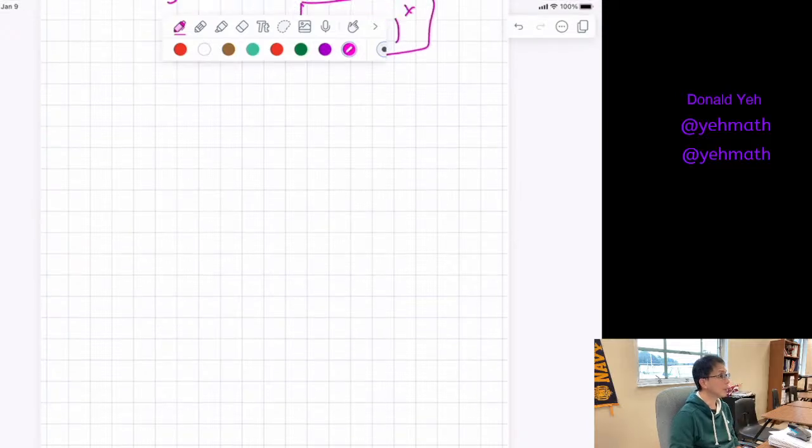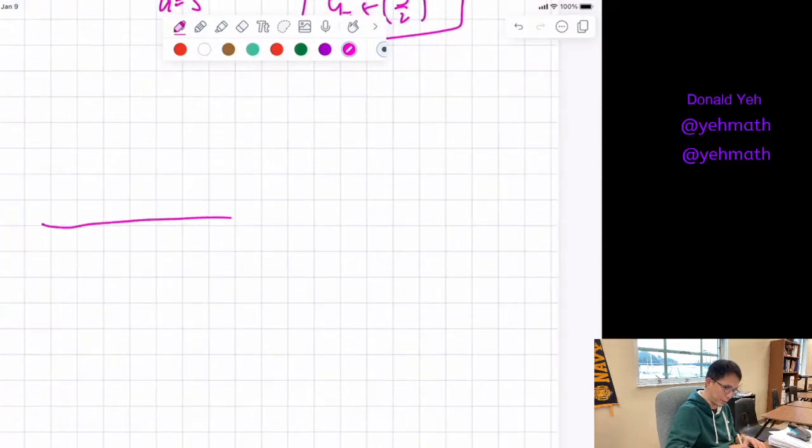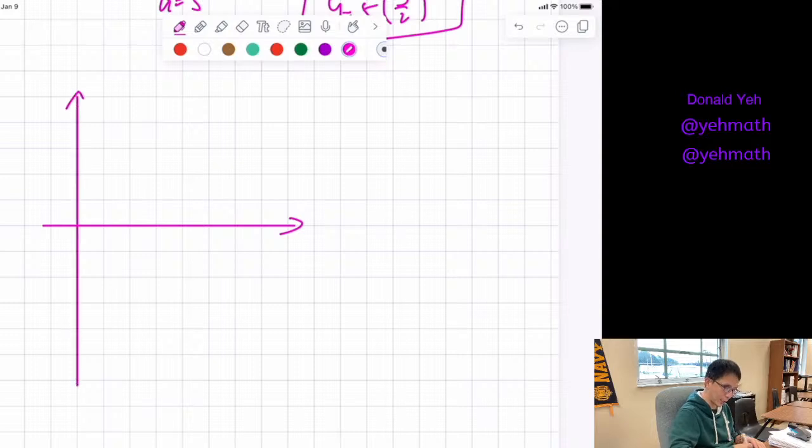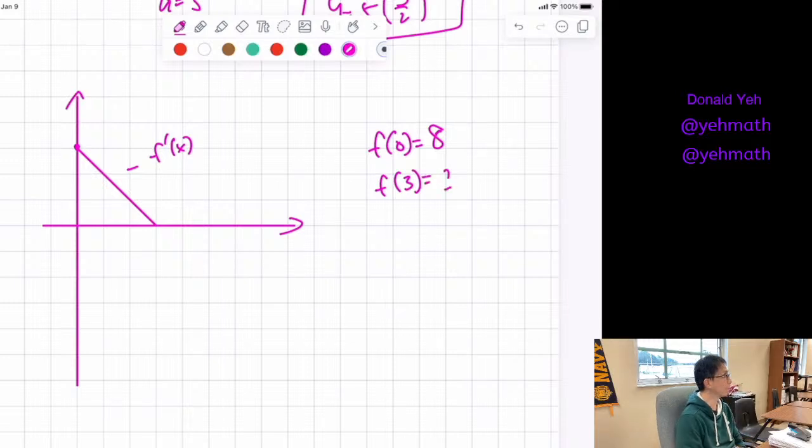Okay. One of the most important things that you're going to learn is the fundamental theorem of calculus. I remember I put this question on the test before. Do you guys remember? I said, hey, I have something like this, and I have something like this, and this is f prime of x. And I said f of 0 is equal to 8. Can you find out what f of 3 is? Do you guys remember how to do this?